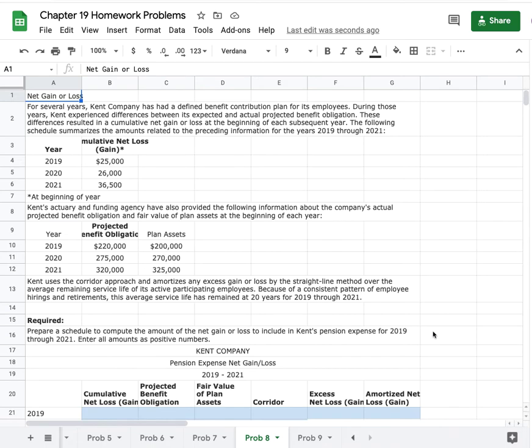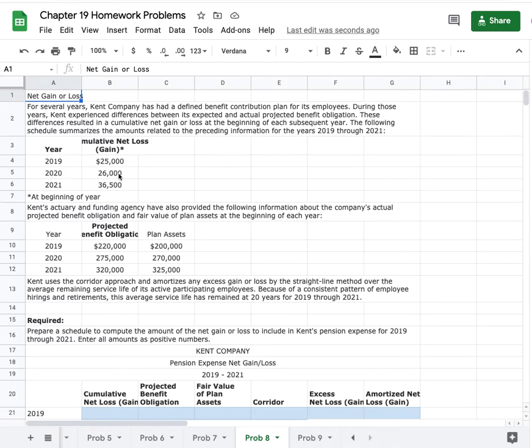Net gain or loss in the corridor. For several years, Kent Companies had a defined benefit contribution plan for its employees. During those years, Kent experienced differences between its expected and actual projected benefit obligation. These differences resulted in a cumulative net gain or loss at the beginning of each subsequent year. The following schedule summarizes the amounts related to the preceding information for the years 2019 to 2021.